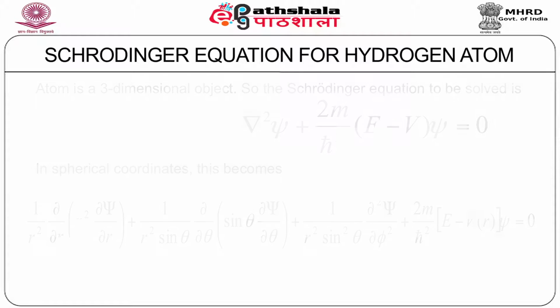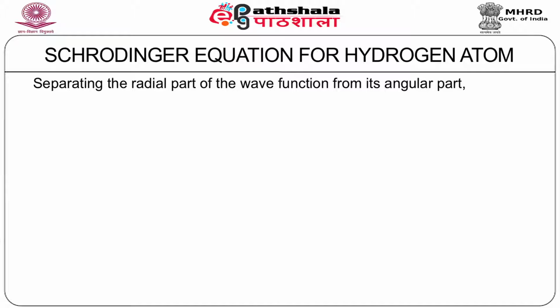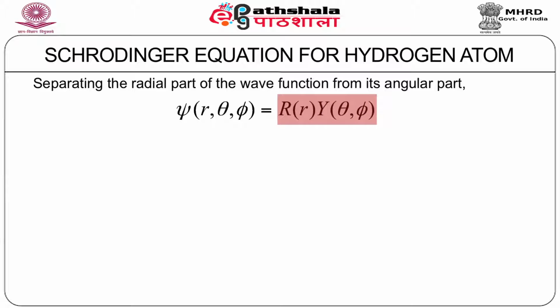Now, you can separate the radial part of the wave function from its angular part. That is, the total wave function, which is a function of r, theta, phi, can always be written as a product of a radial wave function R(r) and the angular wave function Y(theta, phi). In the case of rigid rotator, r was constant, so we only had Y of theta and phi. But here, r, theta and phi all vary because this is a real three-dimensional problem, and the radial part comes as a component of the total wave function.